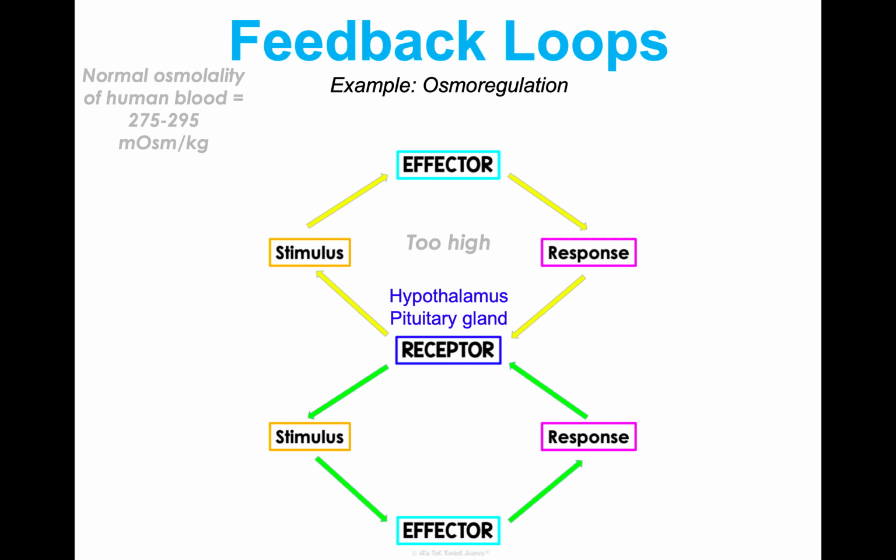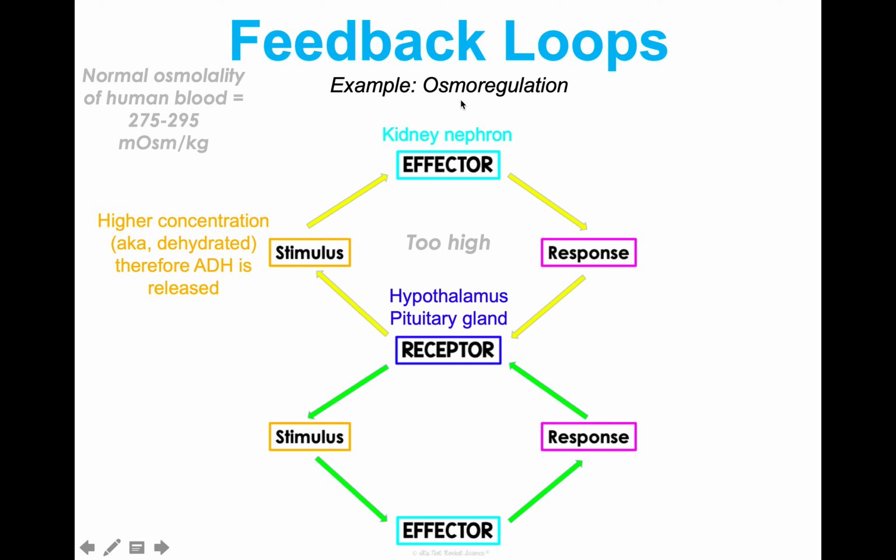Okay, so if we're too high, if we're above this range, what does that mean? That means your blood has a higher concentration of solute, aka you're dehydrated. There's less water. So what does that stimulate? That stimulates ADH, the antidiuretic hormone, to be released. So your pituitary gland causes a stimulus of ADH to be released. Okay, what does that ADH do?